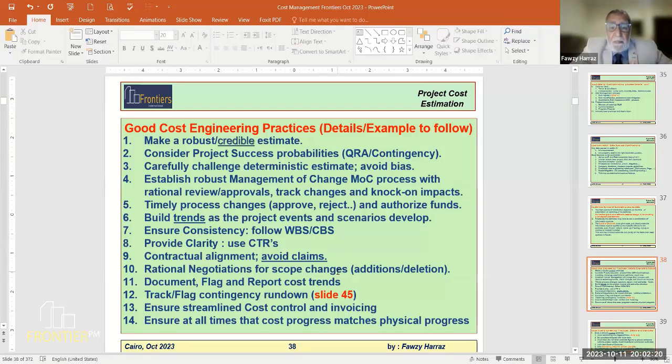Carefully challenge deterministic estimate. Avoid bias. Deterministic estimate is the one that is used actually for the investment decision. So you need to put lots of effort in challenging the numbers. Avoid bias. In some cases, actually, the estimators and the project managers got some pressure from the management to direct the project on, looking attractive or the other way. So they tend to sympathize with the management and do that. This is not good practice.